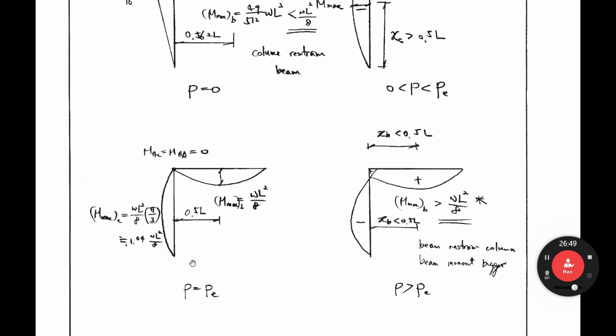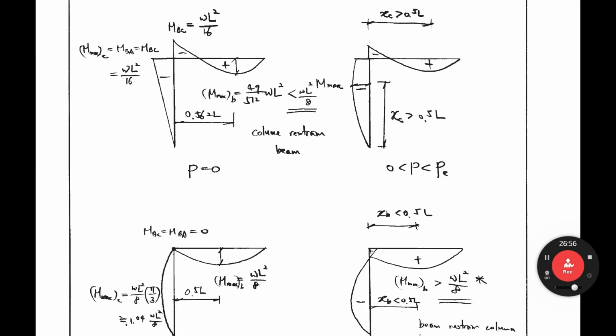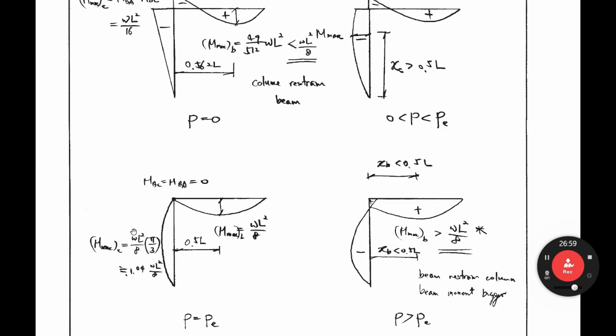In that case, if we calculate M maximum column through the previous column equation we already derived, then we get this equation. So the maximum moment location is 0.5 L at the beam. At the column also mid height, right?